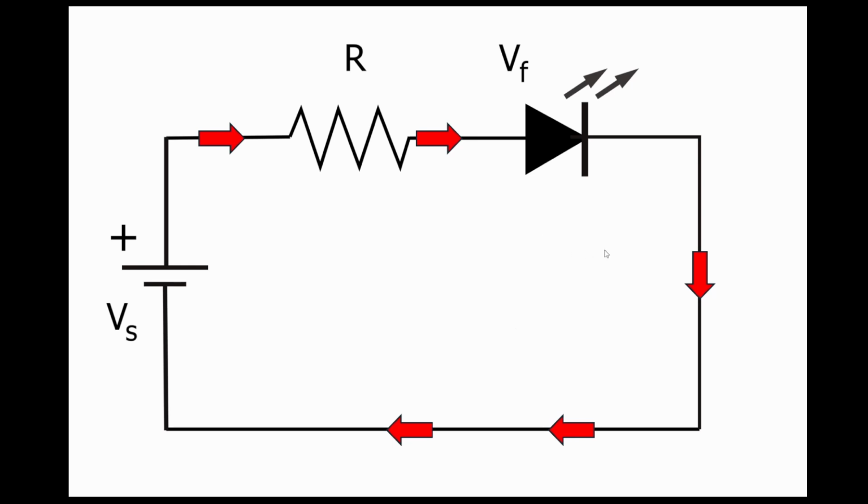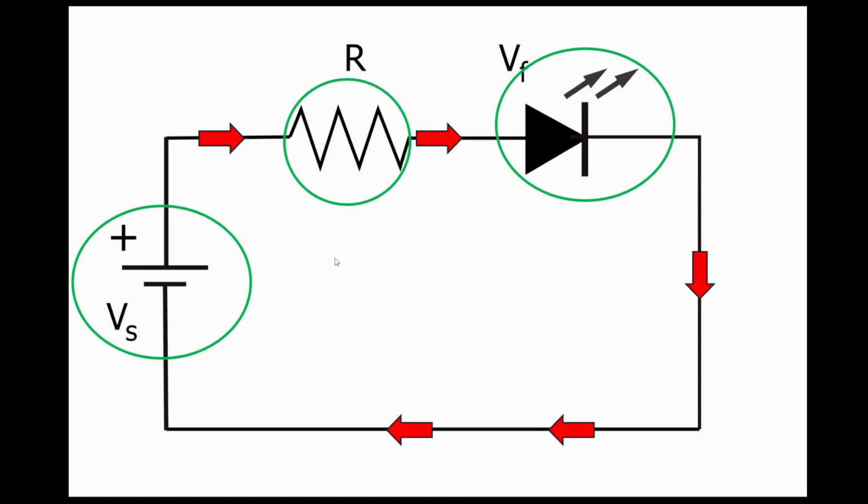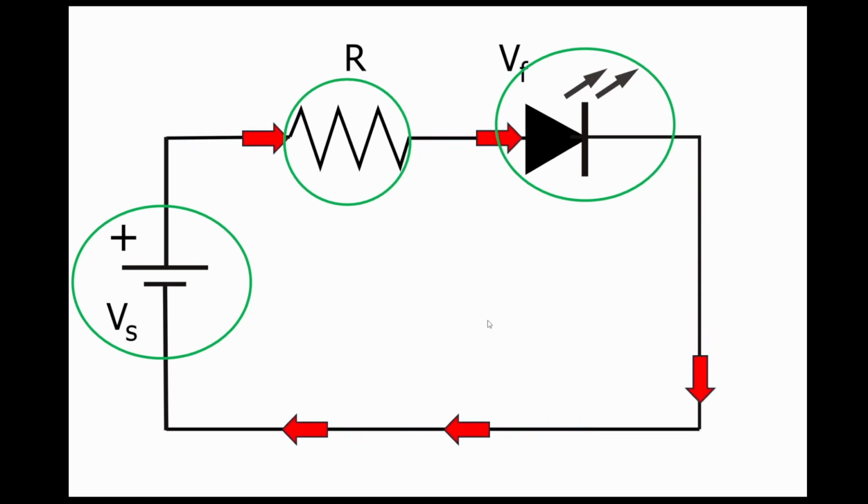This circuit was also presented in the previous episode, and practically it's a representation of one power supply, one resistor, and one LED, and this is how the current flows clockwise. So when we apply the power supply, the LED lights on, and that's a very simple use of the LED.